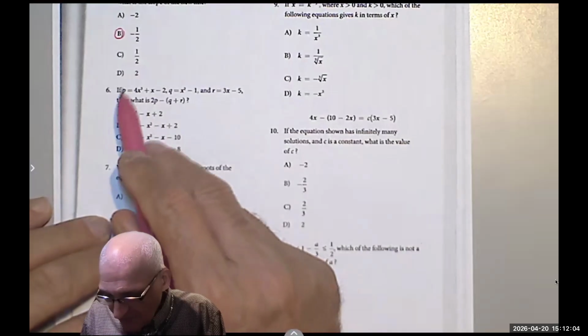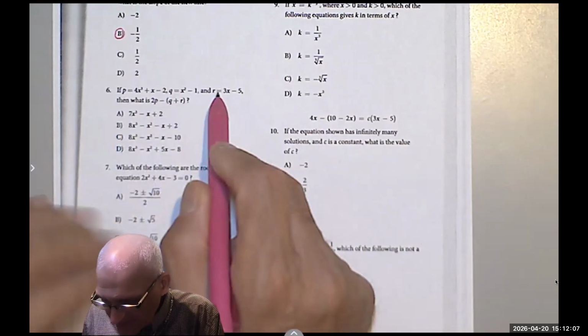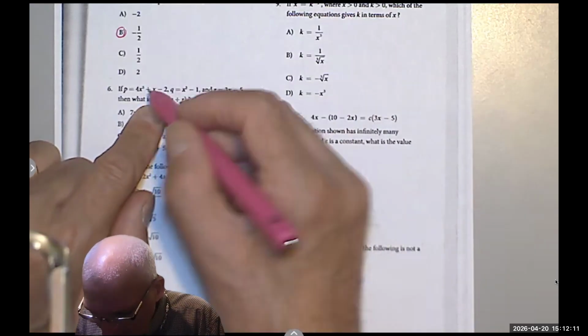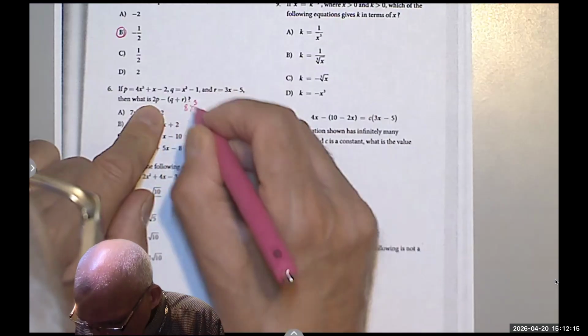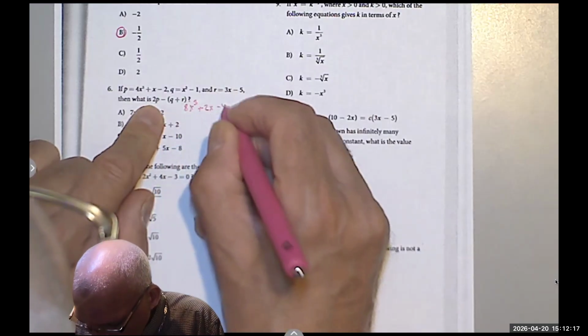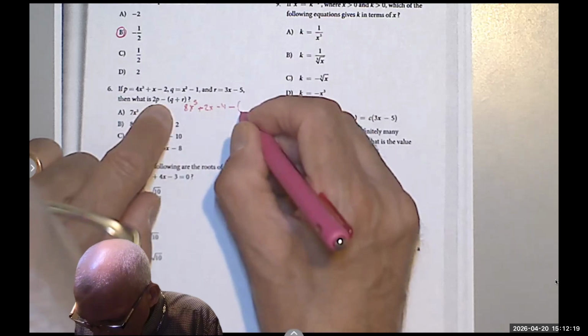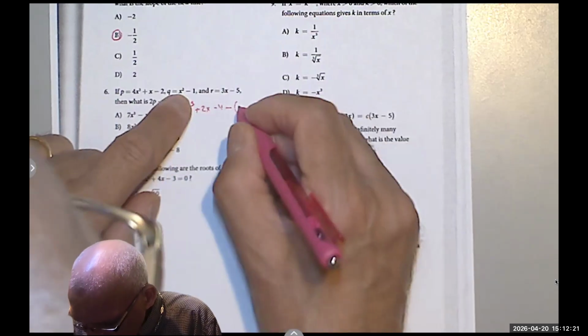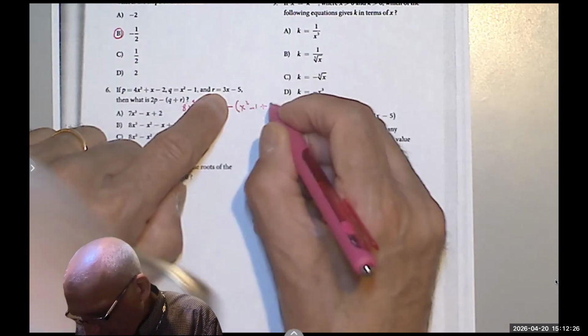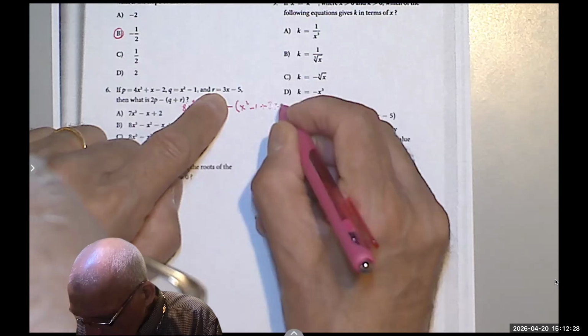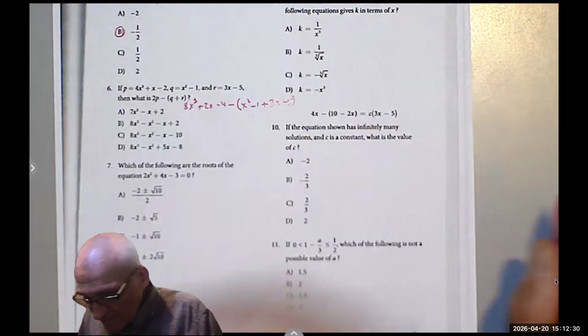Next one, they give you a value of P, Q, R, and they say, what is 2P? So you can do it exactly. So 2P, meaning I'm going to multiply P by 2. I get 8x cubed plus 2x minus 4. And then it says minus Q plus R. Q is x squared minus 1. And R is, notice I'm adding them. So I simply write them in the same parentheses.